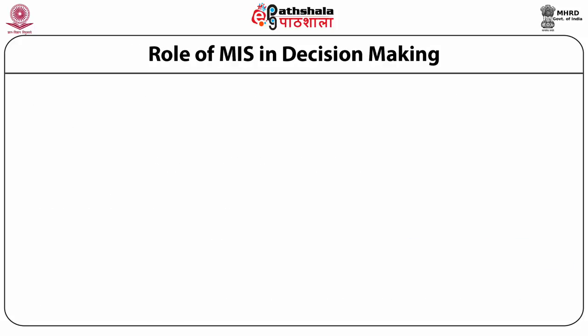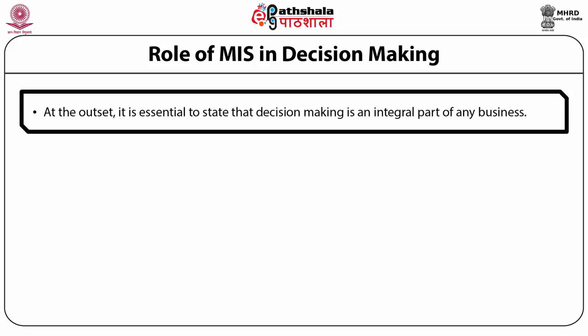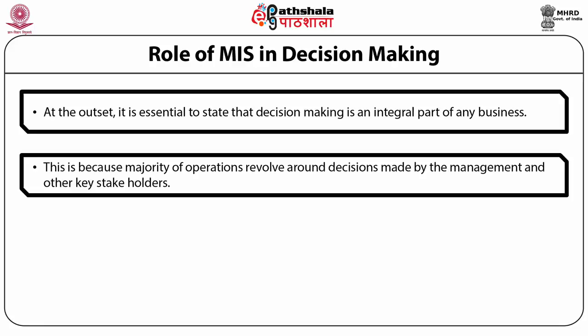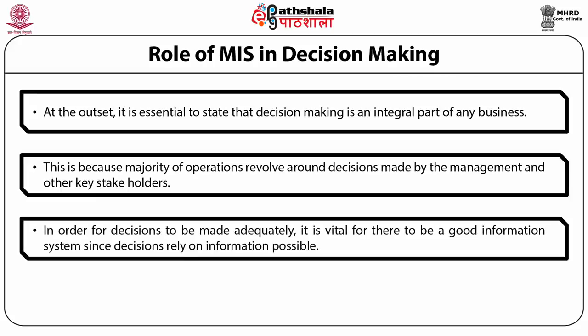area. Let us throw some light onto the role of management information system in decision making. At the outset, it is essential to state that decision making is an integral part of any business. This is because the majority of operations revolve around decisions made by the management and other key stakeholders. In order for decisions to be made adequately, it is vital for there to be a good information system, since decisions rely on information.